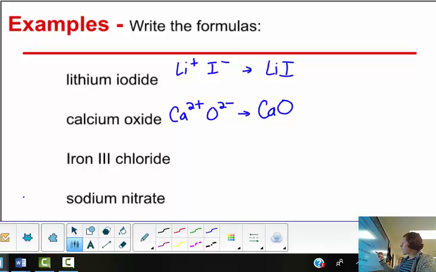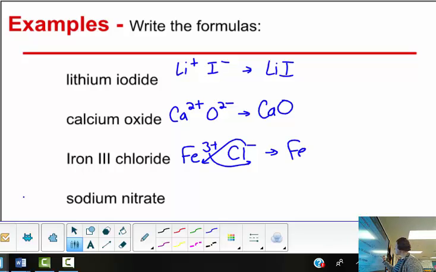Okay, next one, iron(III) chloride. Iron(III) is Fe3+, and chloride is Cl-. It's a good time to do the charge flip trick. This 3 goes down here by chlorine. This is just a 1. We don't write 1s, right? So we just get FeCl3. Okay.